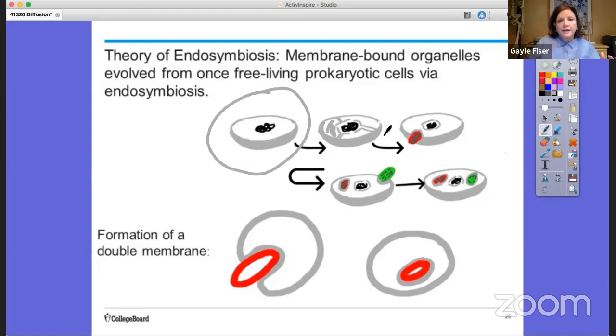Another feature is that this prokaryote came in with its own DNA, and so did this chloroplast. And as a mitochondria and a chloroplast, they have their own circular DNA also.